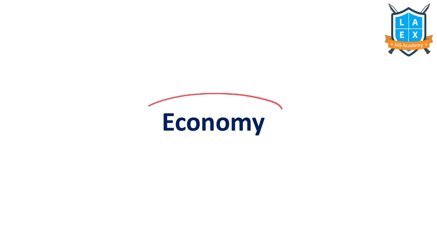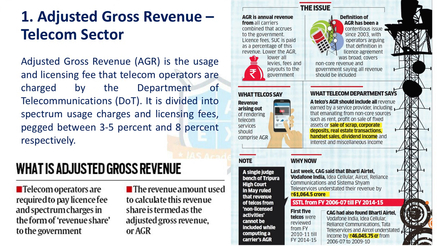Next, let us understand the economy related current affairs. First issue is adjusted gross revenue of the telecom sector. AGR is the usage and license fee that the telecom operators have to pay to the DoT. Why was this in the news? Because the Department of Telecom has allowed the telecom companies to pay the AGR dues in 10 years. Supreme Court has also approved it.